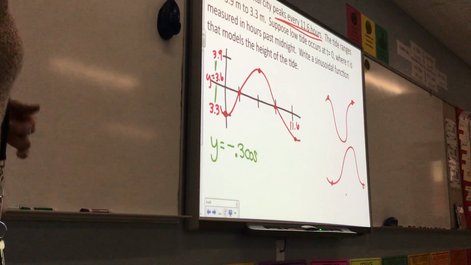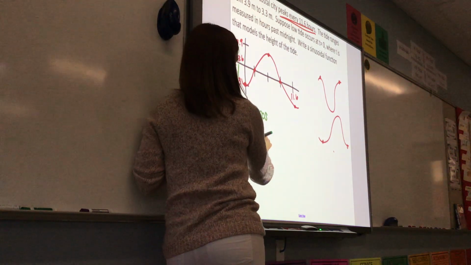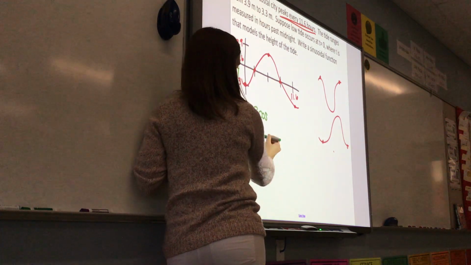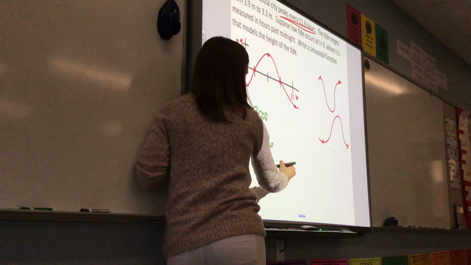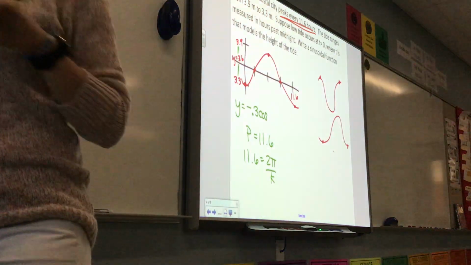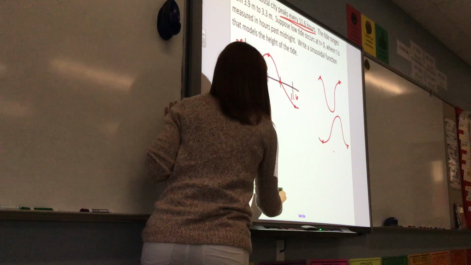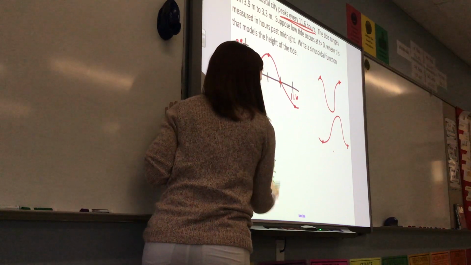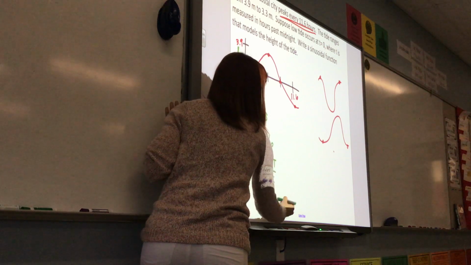What's my period? 11.6. So the 11.6 equals 2 pi over k, yes? So what's k? Flip it, because k goes on the bottom, right? Can you cross multiply? And I'll be nice and let you leave it at that.